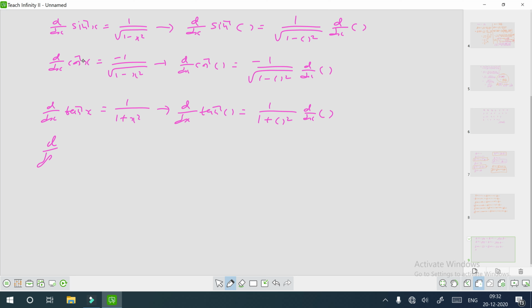d by dx of cot inverse x is equal to minus 1 upon 1 plus x square.